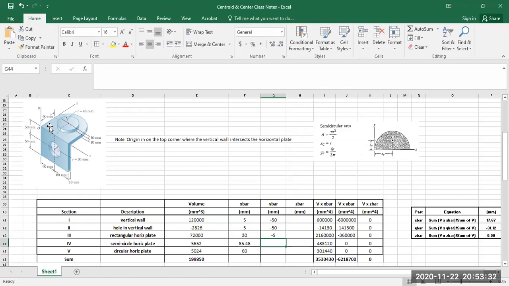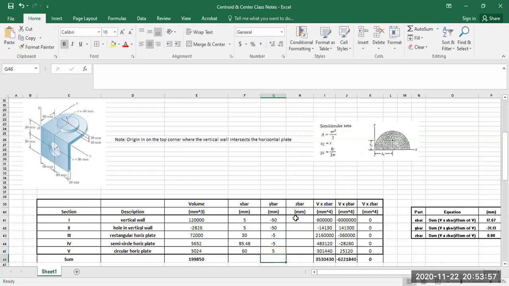And that's going to be negative 5 as well. So are you seeing that? The thickness of this plate here is 10, and the origin is on top of this plate. So the center of gravity, or the centroid, of both of these two pieces are going to be 5 millimeters down. How about this one? This guy is going to be 5 up.